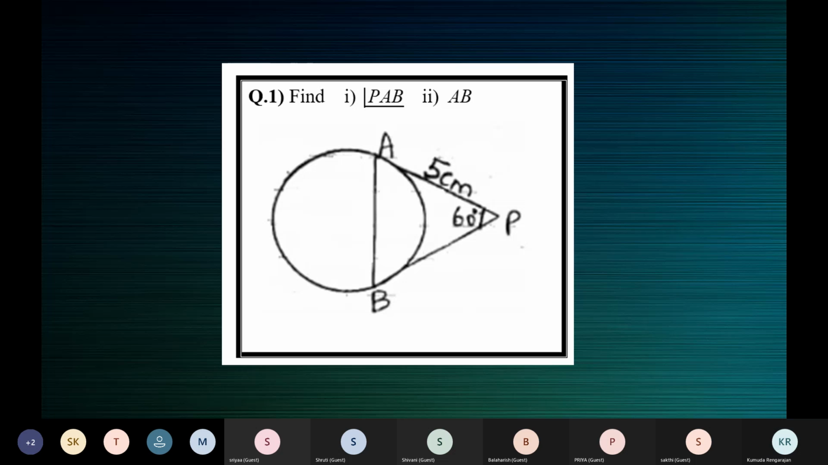Done, children? AB is equal to 5√3 centimeter. 5√3, yeah? Yes, ma'am. Okay, let's see. Okay, Shakti, let's see.